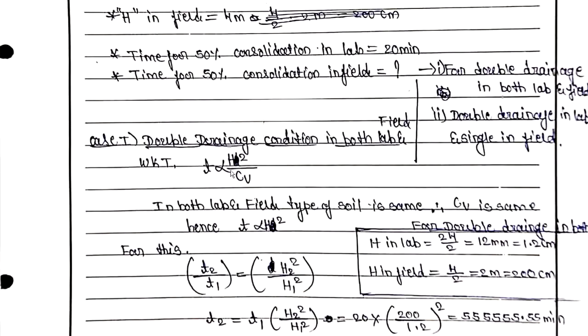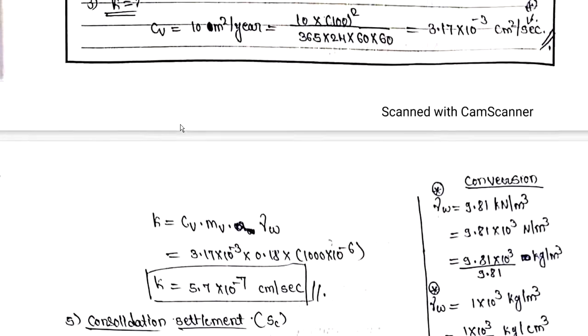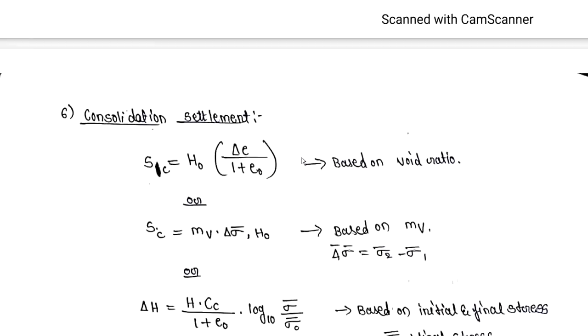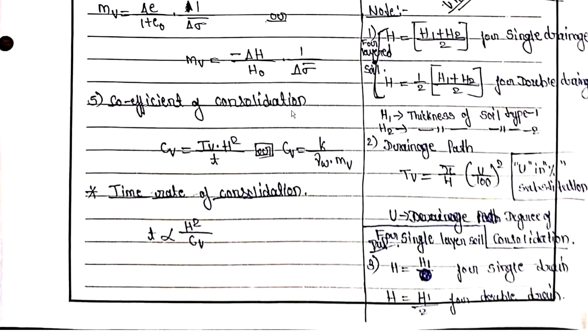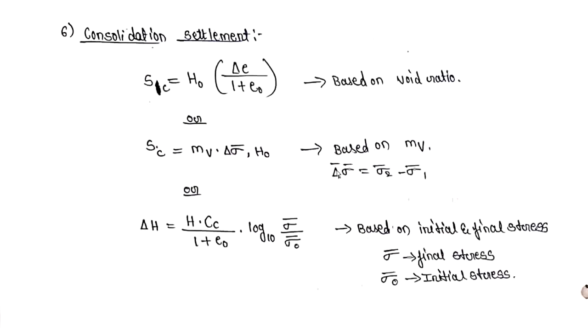So we know that T is directly proportional to H square divided by CV, where H is the thickness of the layer. What is CV? The formula for CV is given over here. You can see CV is the coefficient of consolidation. So the time rate of consolidation is directly proportional to H square divided by CV. CV is the coefficient of consolidation, H is the thickness of the layer. Okay, so we'll move back.